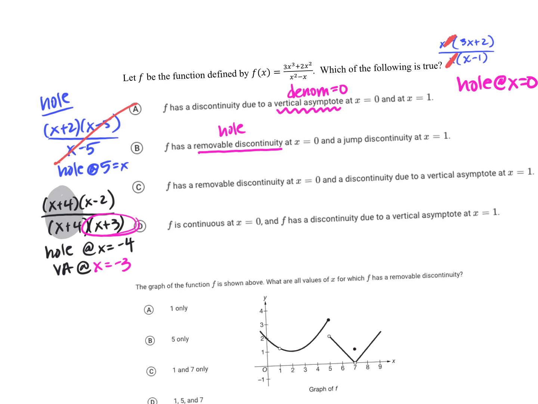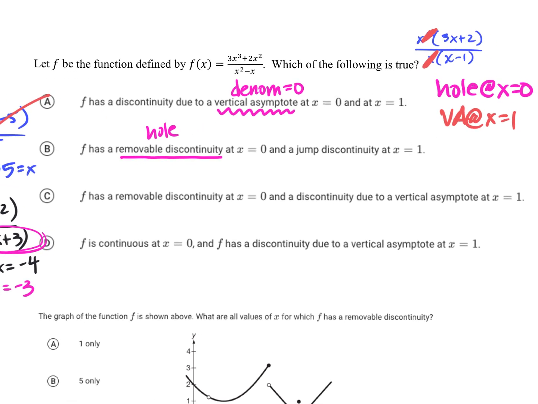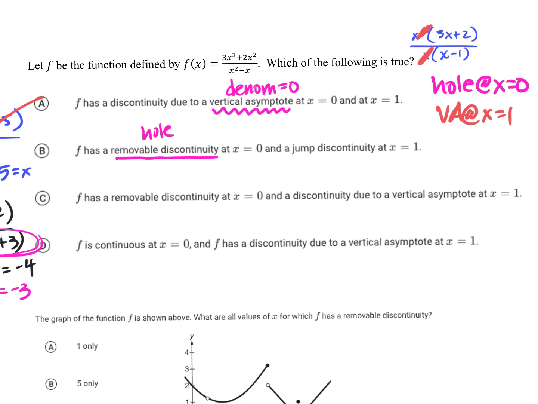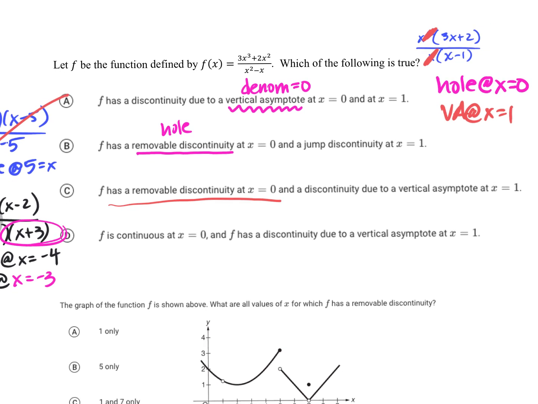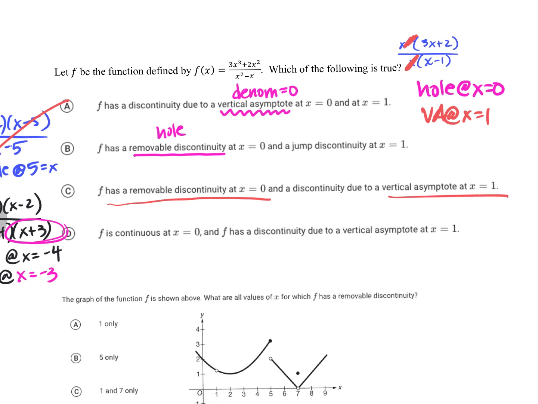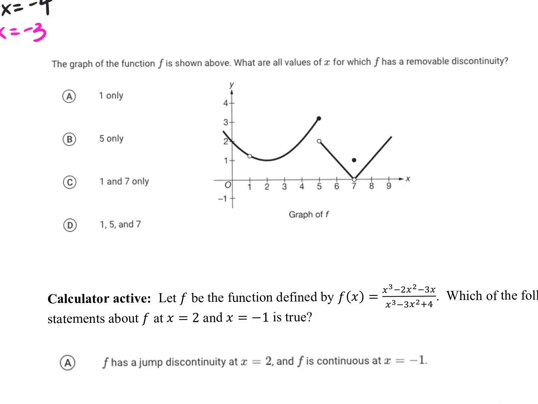Do I have a vertical asymptote? At 1. Vertical asymptote at 1. Do any of these answers support our findings? Removable discontinuity is a hole at 0, you're saying, and a vertical asymptote at 1. Bless you. We did it. You're welcome. This is a gift.